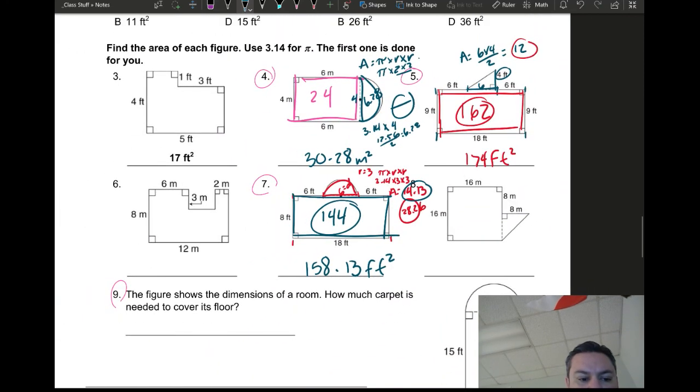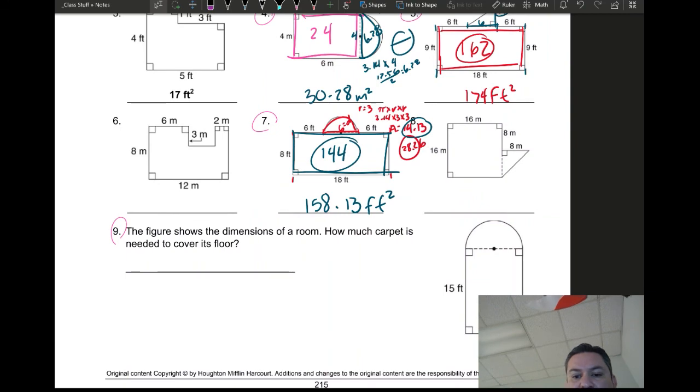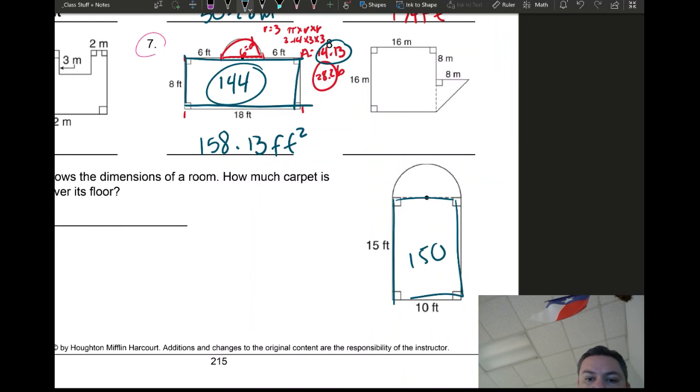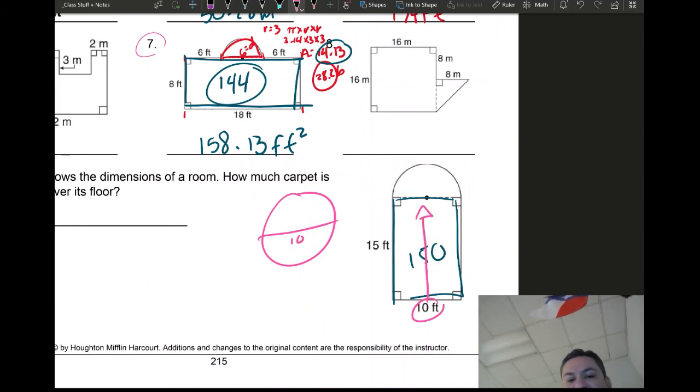And the last one for this assignment was the word problem, which looks like another one we did up there. So we have a rectangle and a semicircle again. Rectangle, 15 by 10. Easy. Multiply, you get 150. For the semicircle, you're given this number is going to go right there. So this is 10, which is the diameter, but I need the radius, so my radius equals 5.